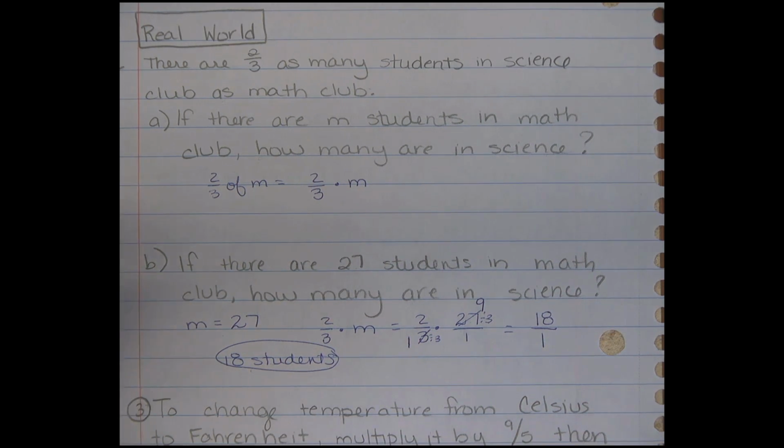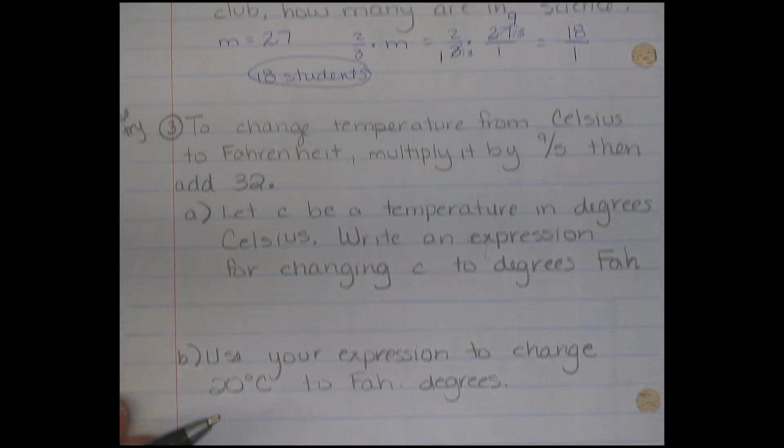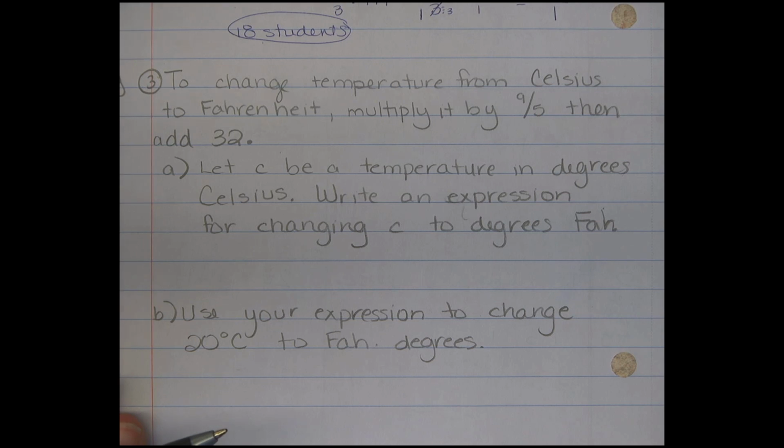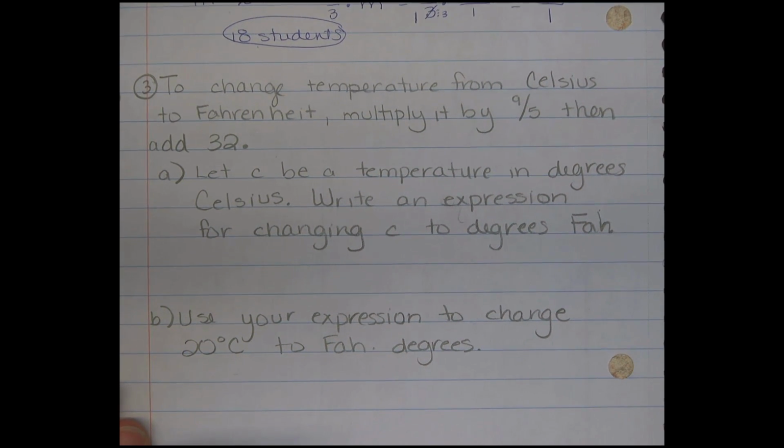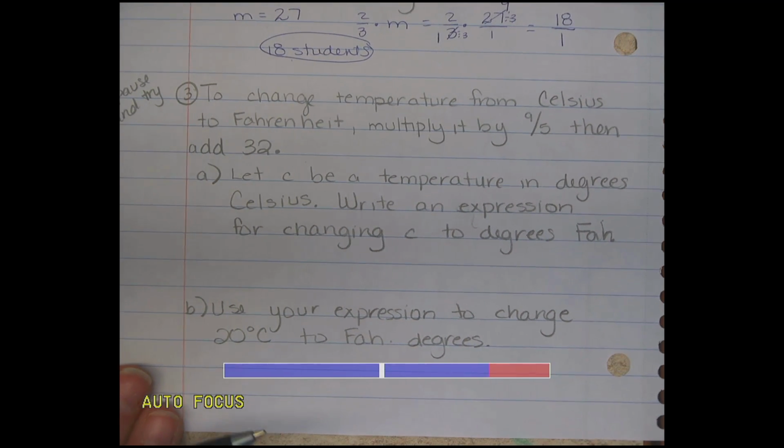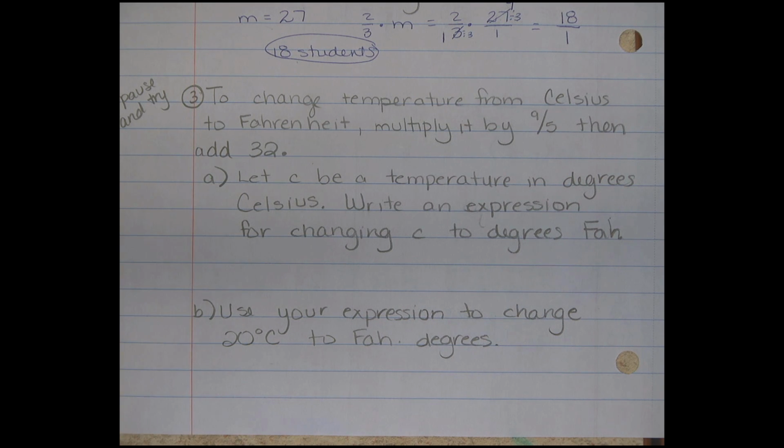So now it's your turn: pause and try it, and then Mrs. Van Dam will go over this one. You don't have to write all this down, but put like 3A and 3B and try and do that.